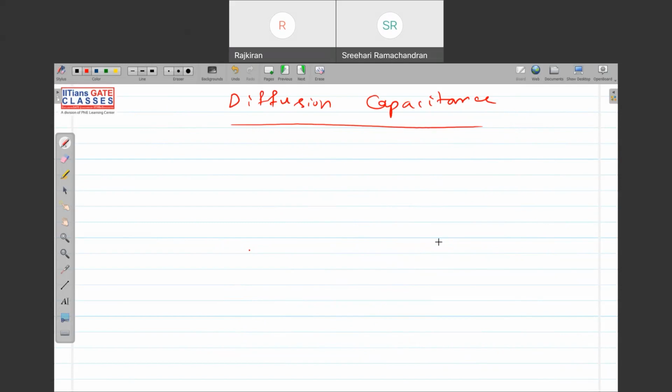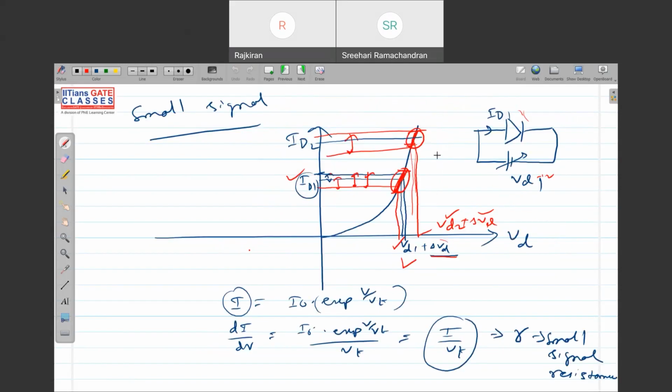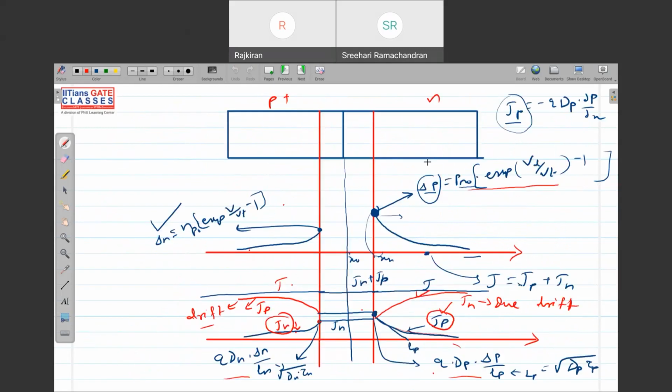So, like you have seen here, if I change the voltage, this is the change of hole concentration, right? This change will depend upon my VD. So in the neutral region also, I'm getting more holes and more electrons by changing the forward bias voltage, so I will get a capacitance that is called diffusion capacitance.